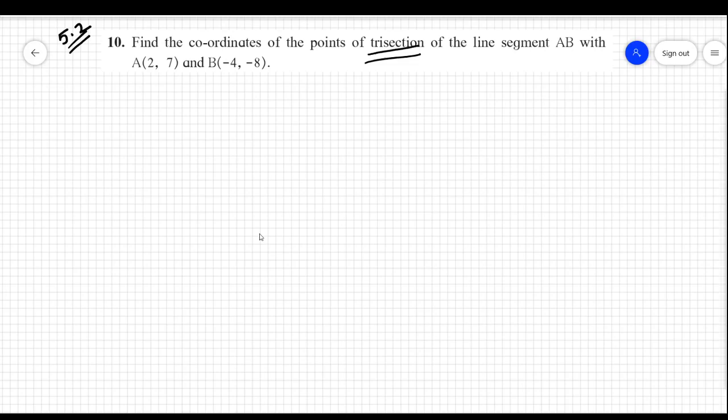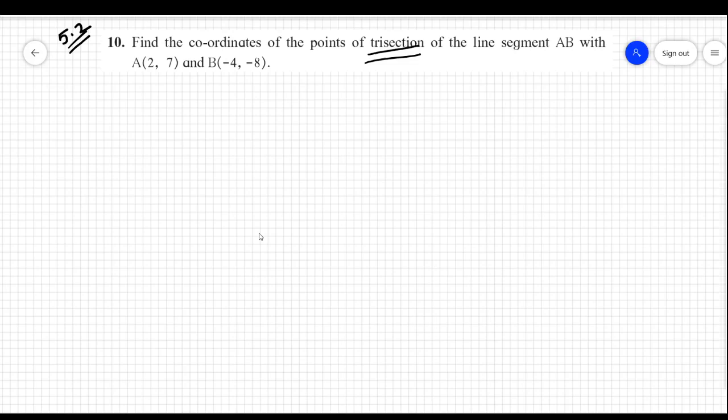So 5.2 question 10. Okay, we'll continue with coordinate geometry. What is the question? Find the coordinates of the points of trisection of the line segment AB with A (2, 7) and B (-4, -8). What do we have to find? The coordinates of the points of trisection.